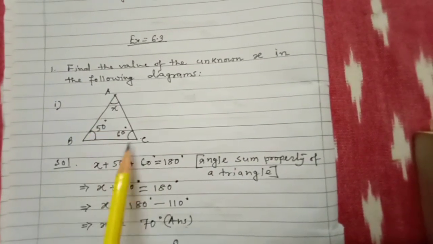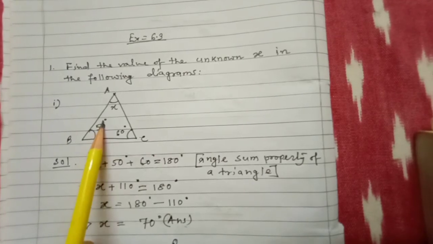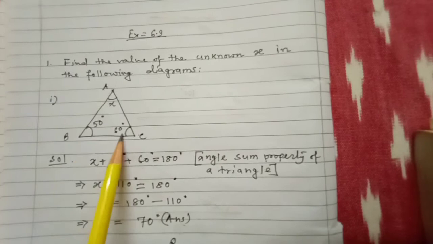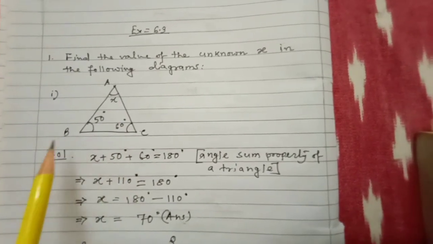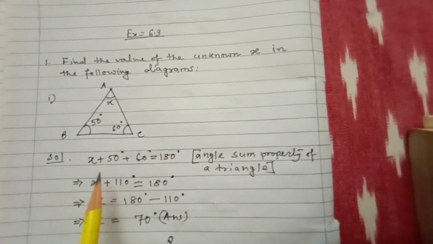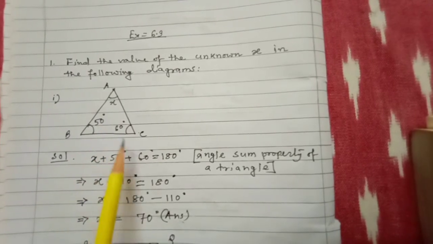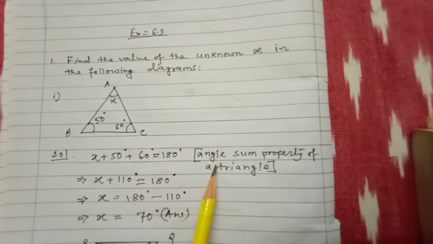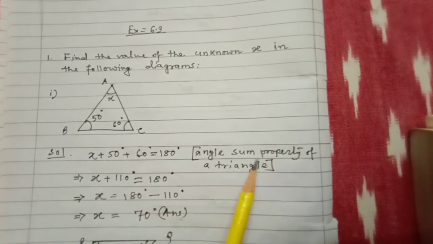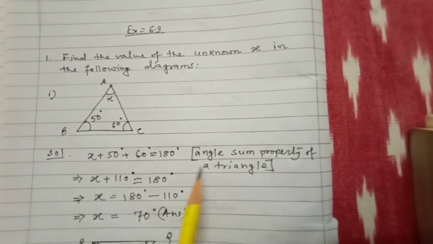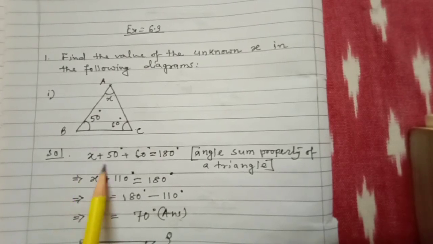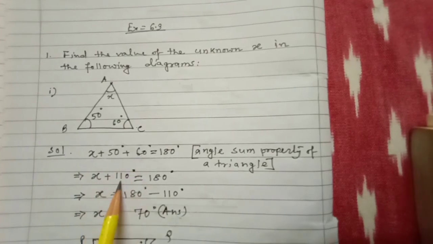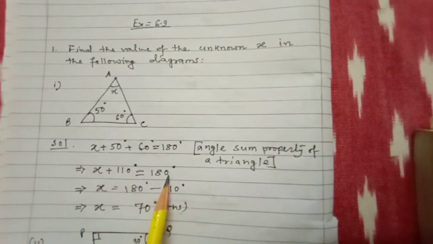See, in triangle ABC, the angles are given as 50 degrees, 60 degrees and x, and we know that the sum of the three angles equals what? Yes, 180 degrees. x plus 50 plus 60 is equal to 180 degrees, and when we are using this property, we have to write the property, angle sum property of a triangle. Then we go directly to the equation process. x plus 50 plus 60, 110, equal to 180 degrees.